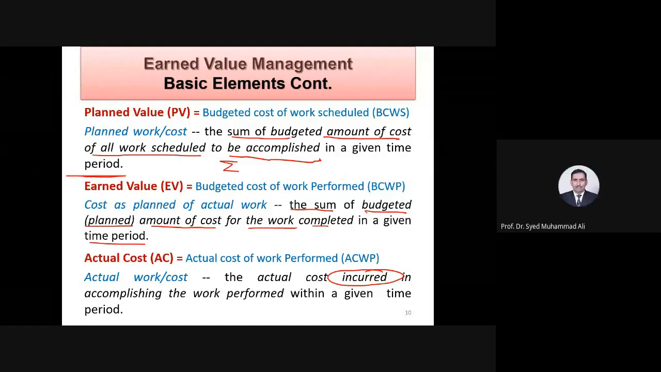Okay Samra, what is the meaning of incurred? Sir, I don't know. Okay. Sara Usman, what is the meaning of incurred? Don't know. Usama? Sorry, sir. I don't know.